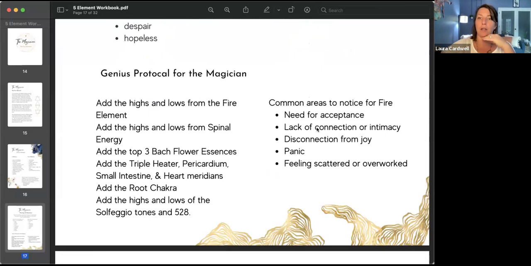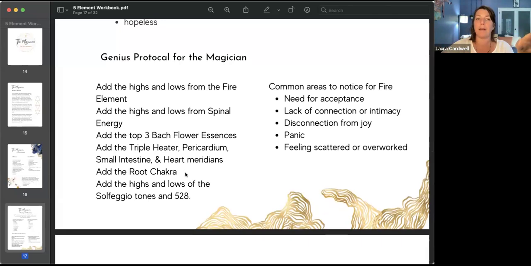So again, these are the areas to notice. The need for acceptance or the inability to connect or to be intimate, remember the hormones of water to fire, that disconnection from their joy. They can't feel their joy. Panic or feeling that ADD, stressed, the scatteredness that comes from stress, right? Which can look a lot like ADD symptoms. And again, the balancing is similar to what you've been looking at. You're going to put the meridians, the root chakra, and the other things in there, right?